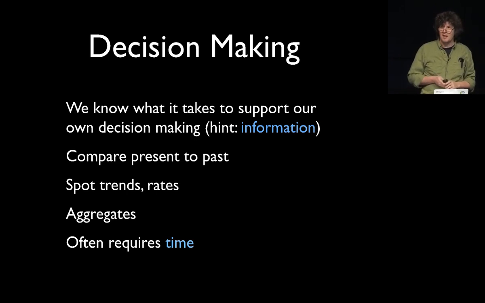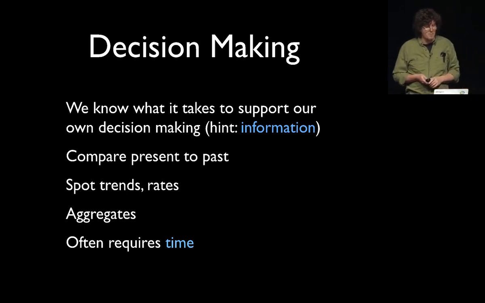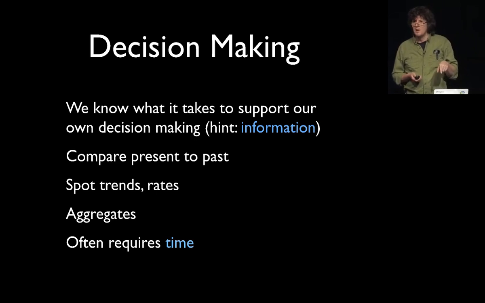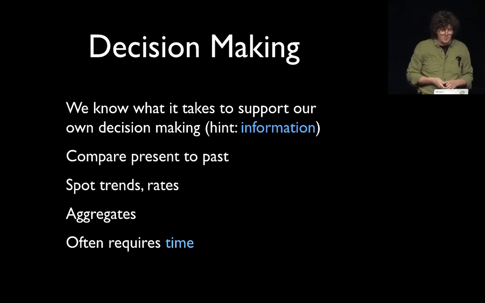Because we're decision makers. We all do stuff all the time. We know what it takes to support our own decision-making process, right? And it's information, right? We build systems. We run shops. We have stuff we have to accomplish. We're like mini businesses. A programming shop is like a mini business. It has stuff it has to accomplish. It has successes and goals and objectives.